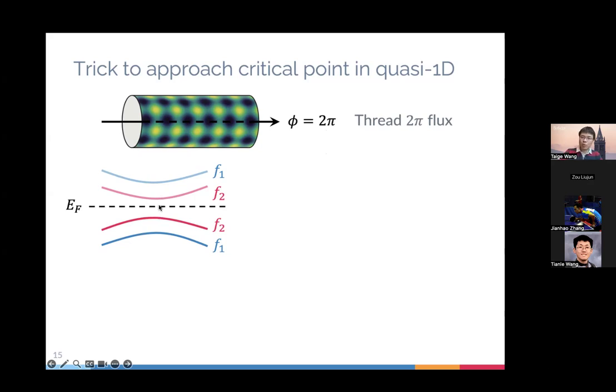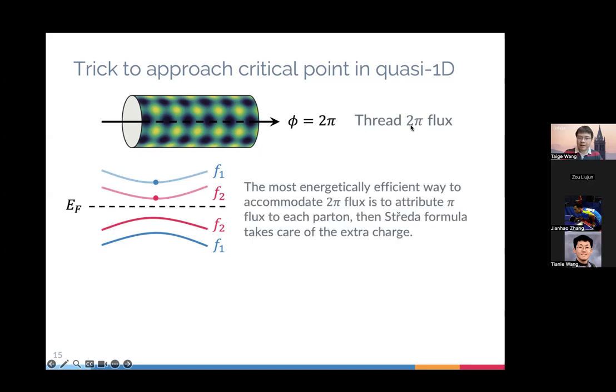So in this way, it avoids occupying states on higher Landau levels for these partons, but just adjusts the density of states, adjusting the degeneracy of the Chern band, and they can already accommodate this 2 pi flux. So that's the cheapest way to accommodate a 2 pi flux through the system, okay? Just attribute pi flux to each parton.